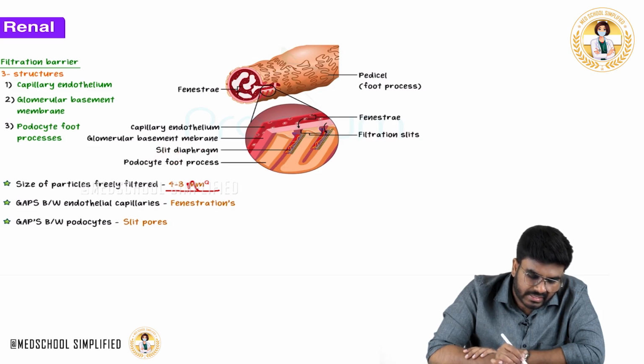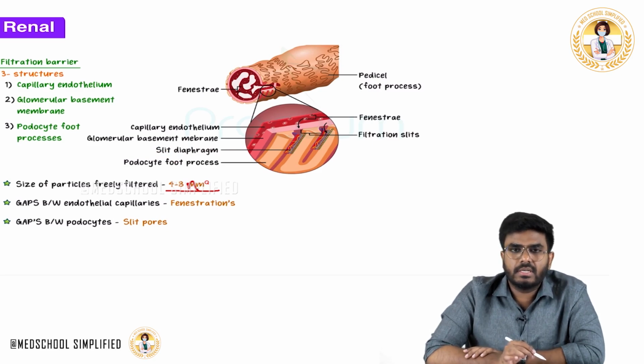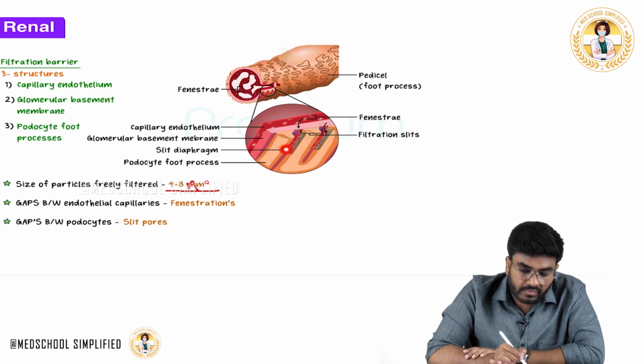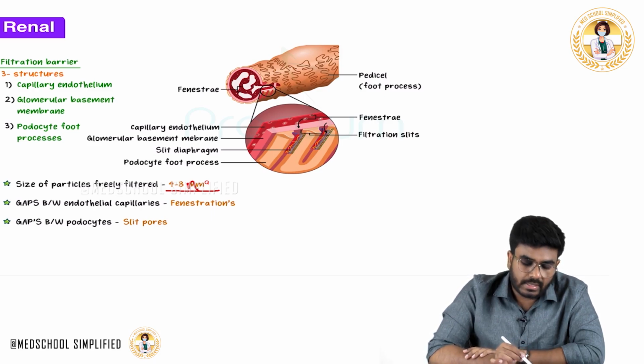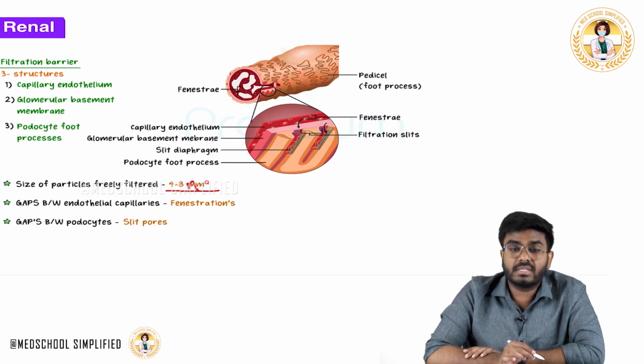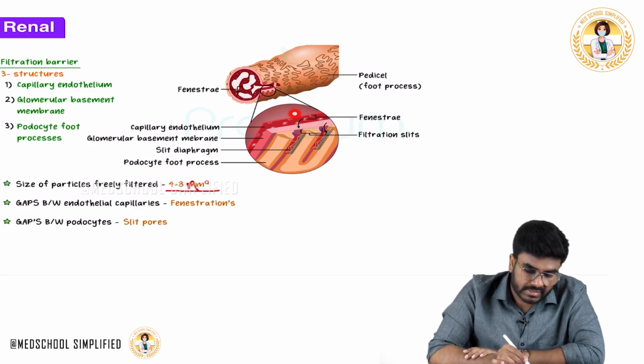In the slit pore, there is a diaphragm present. Now, if there is any damage to the diaphragm, or to one of these proteins, what happens? The slit diaphragm is affected. If the slit diaphragm is affected, big size substances are even filtered. That will cause proteinuria. Even the proteins will now be filtered away.